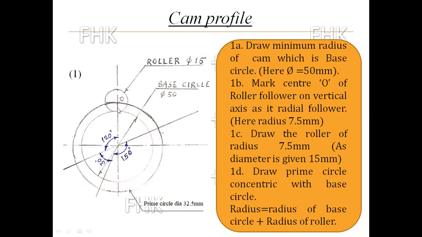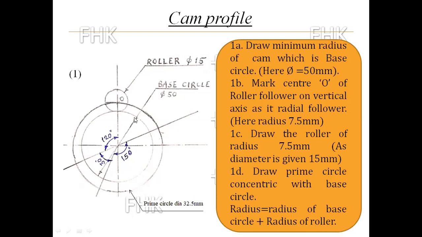Okay, now the third step is to draw the roller. In the compass I will take the radius of the roller, which is 7.5, and I will put the center point of the compass here, and I will cut the straight vertical axis at point O. At point O, I will put the pointer of the compass here and draw the circle, which is nothing but the roller of the follower. Roller of the follower. Clear?